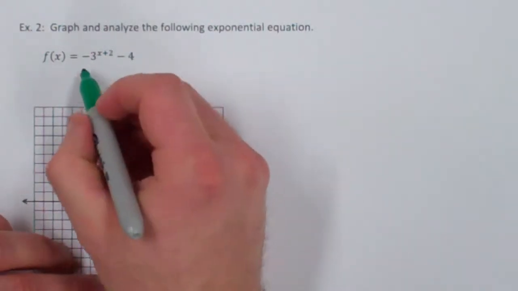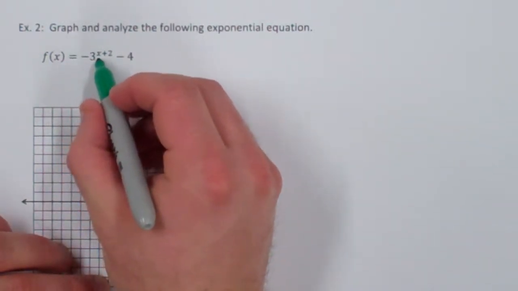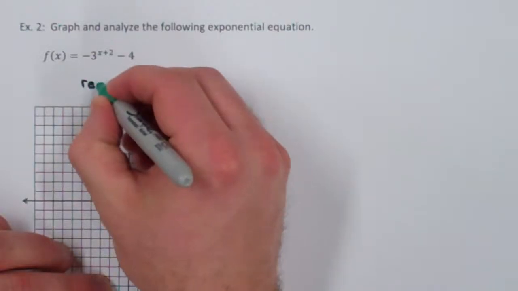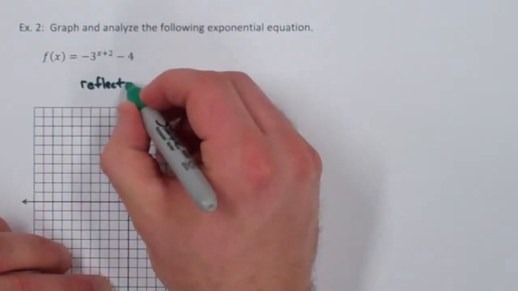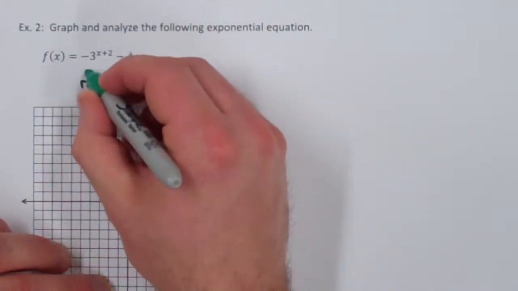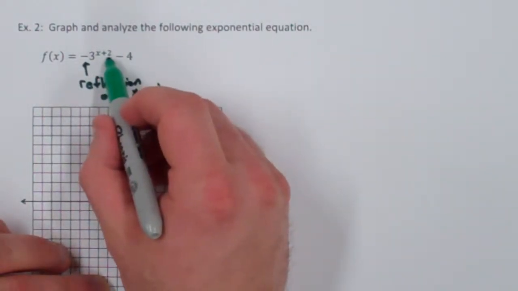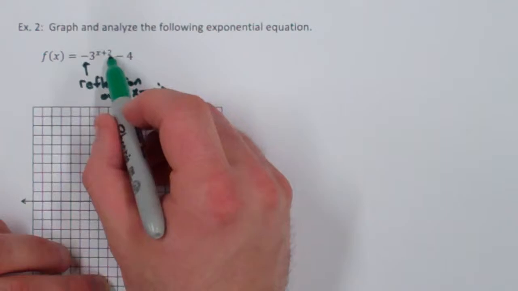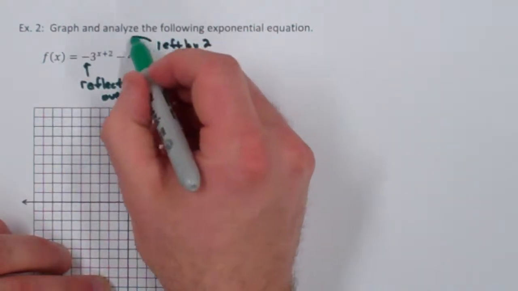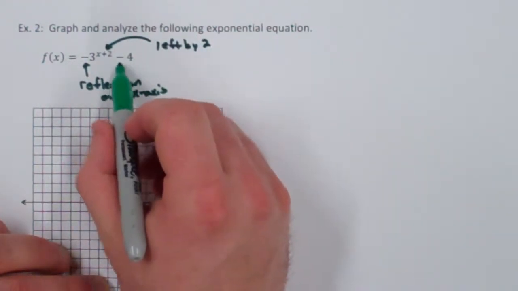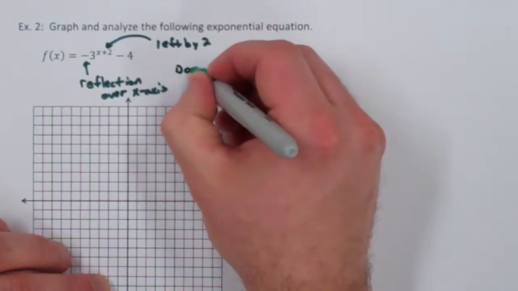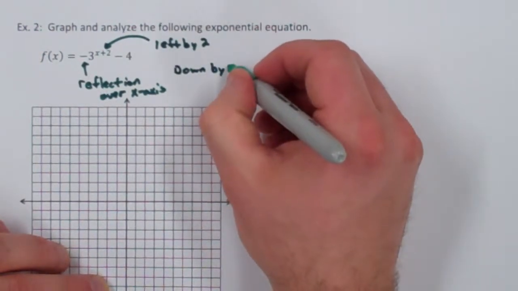If we look at this first part, this negative sign is not included in parentheses. And what this negative sign is going to do is it's going to reflect the graph. And it's going to be a reflection over the x-axis. So that's one thing that we need to be careful of. This plus 2 is right by the x, it's in the exponent position. So this is actually going to be left by 2 units right here. This negative 4 is not in the exponent position. It's going to be a vertical shift. In this case, it's going to be down by 4.